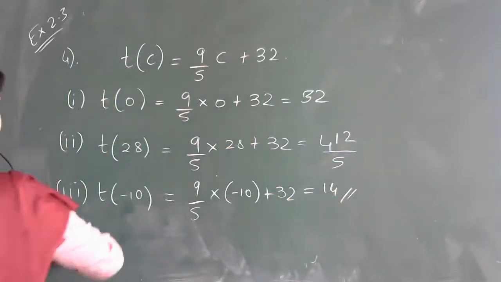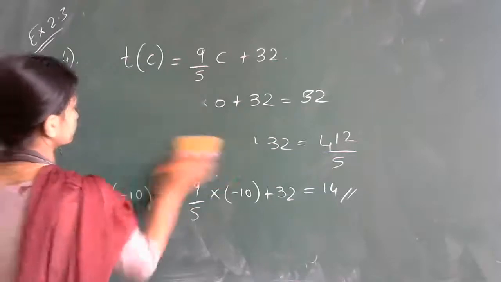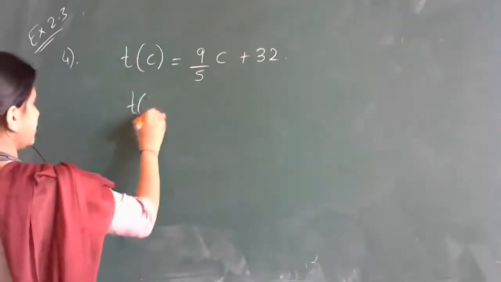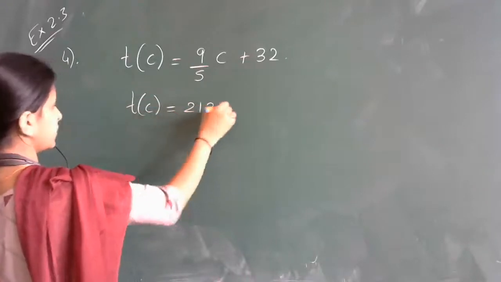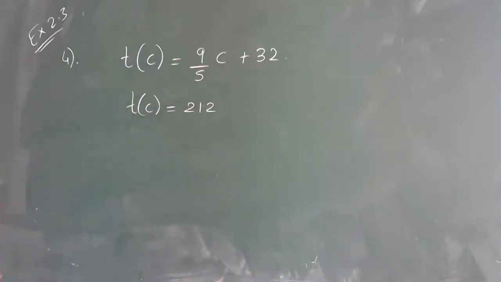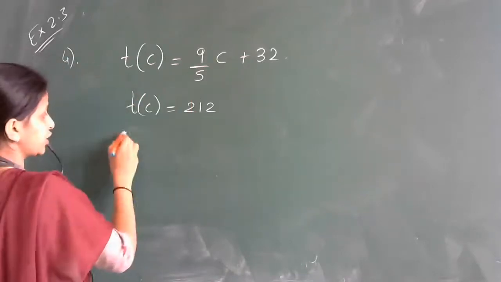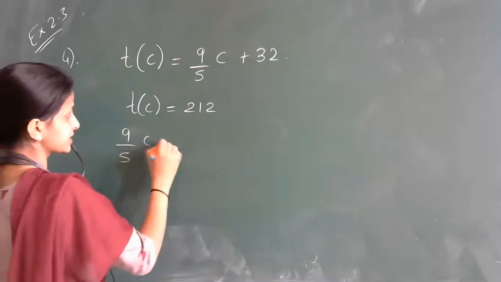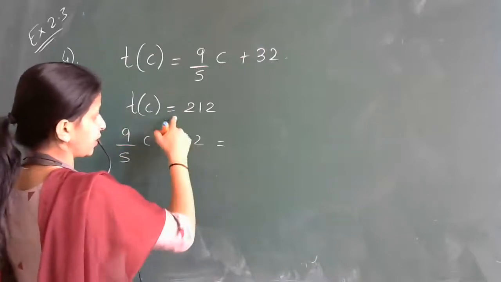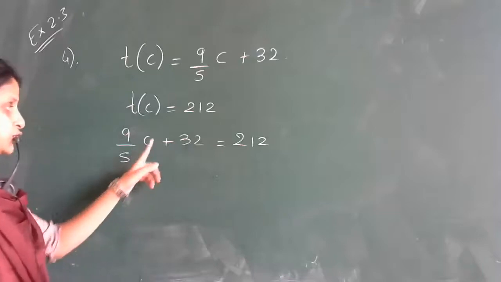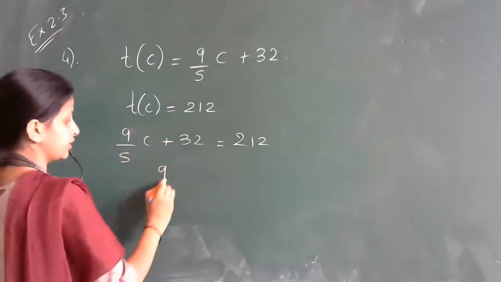Last, fourth one. It is given that t of c is equals to 212. We have to find the value of c. Now we already know what t of c is, right? It is nothing but 9 by 5c plus 32. And it is given as 212. So if you solve for c, you will get the value of c.